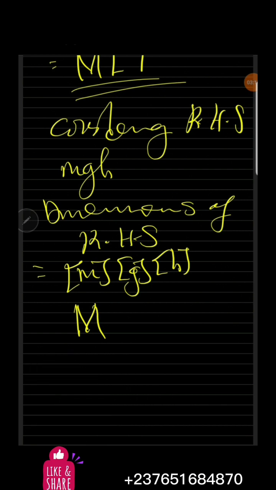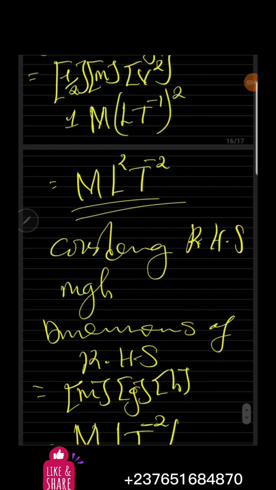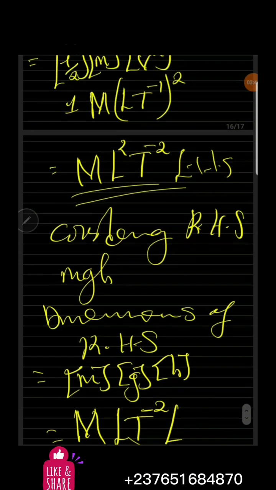No matter the acceleration, whether it is due to gravity or anything else, it is L T to the negative 2, and the dimensions for height is always length L. So the dimensions for the right hand side will be M L squared T to the negative 2. So let us check, is it dimensionally correct? Yes, this is the dimensions of the left hand side, and this is the dimensions of the right hand side.